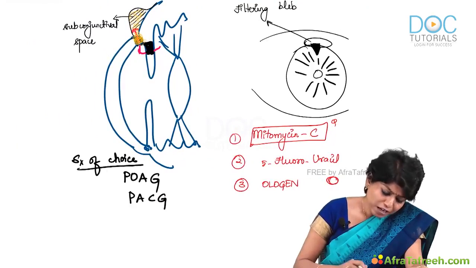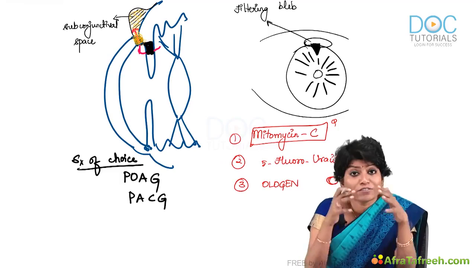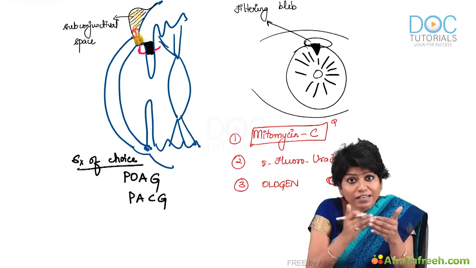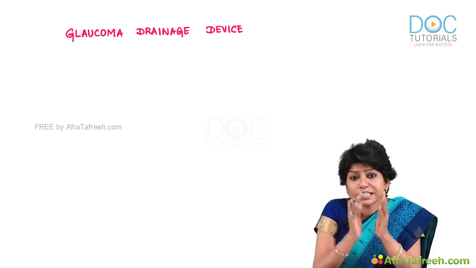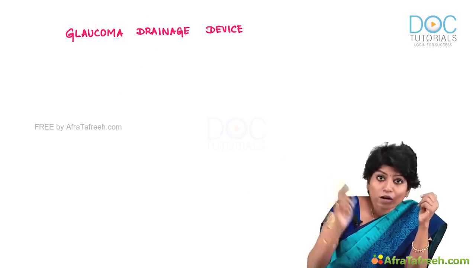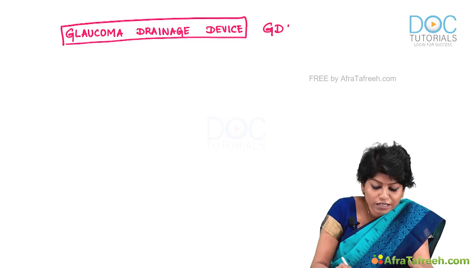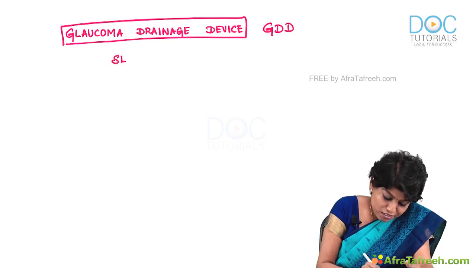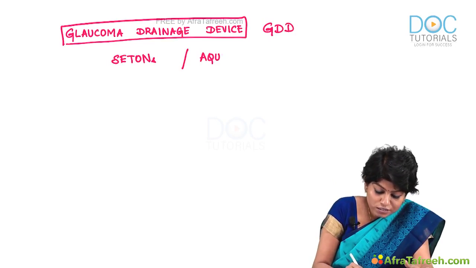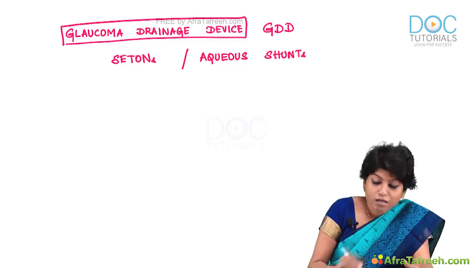Now, there are some kinds of glaucoma which are bound to fail, okay. I definitely know my trabeculectomy will fail or it would have already failed. Now, how to manage such a scenario? If I know that my trabeculectomy is bound to fail or it has already failed, then we use this glaucoma drainage device called GDD, also known as setons or aqueous shunts, okay. Now, what is this?